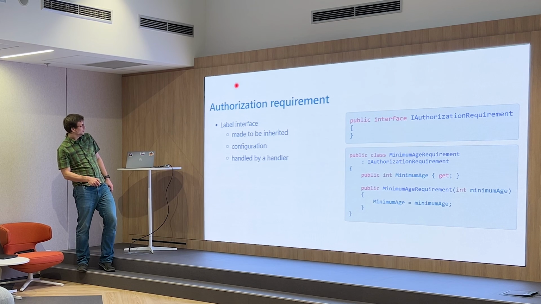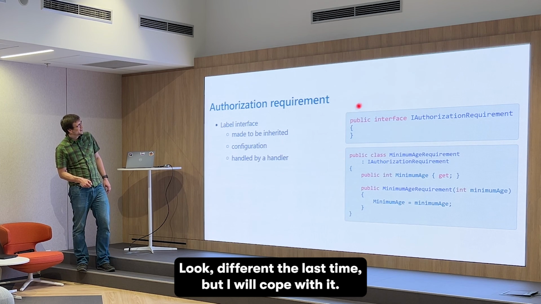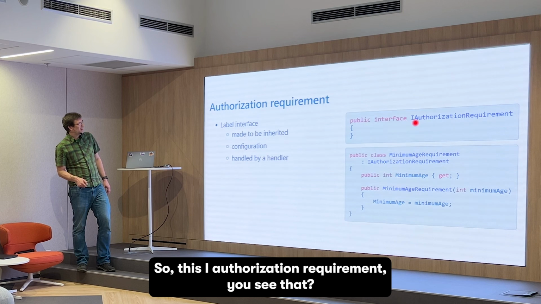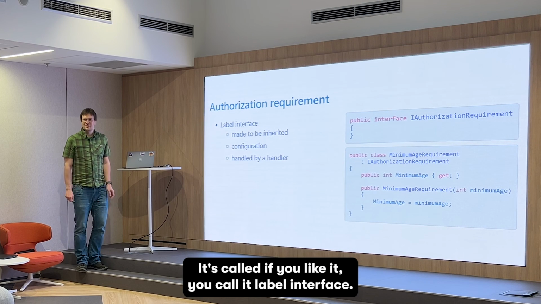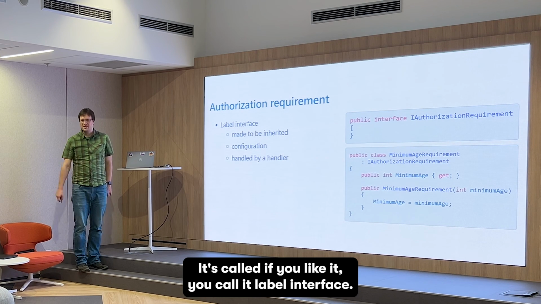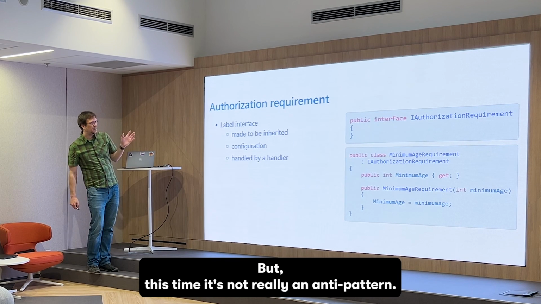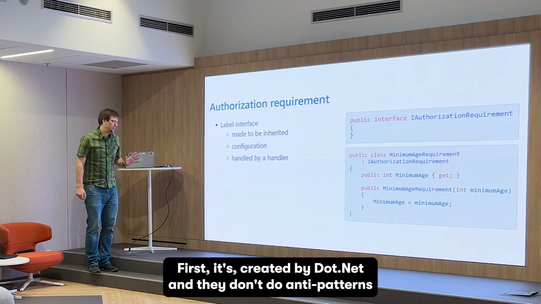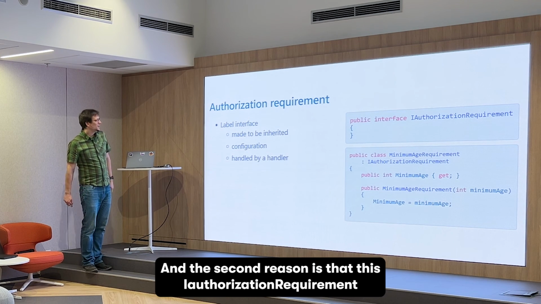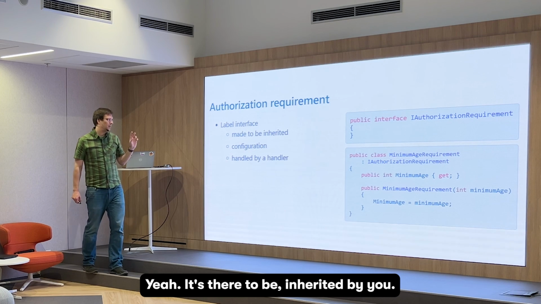Oh, okay. It looked different the last time, but I will cope with it. So this authorization requirement, you see that it's an empty interface, right? If you like it, you call it a marker interface. If you don't like it, you call it an anti-pattern, right? But this time it's not really an anti-pattern because of 2 reasons. First, it's created by .NET and they don't do anti-patterns whatsoever. And the second reason is that this authorization requirement isn't there to be used as it stands, it's there to be inherited by you.